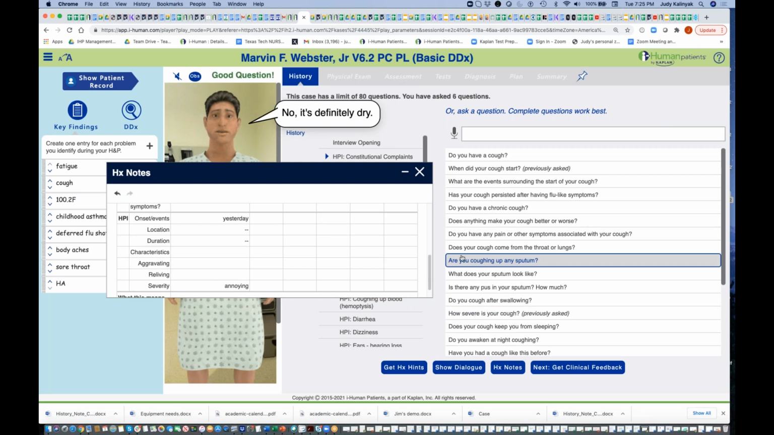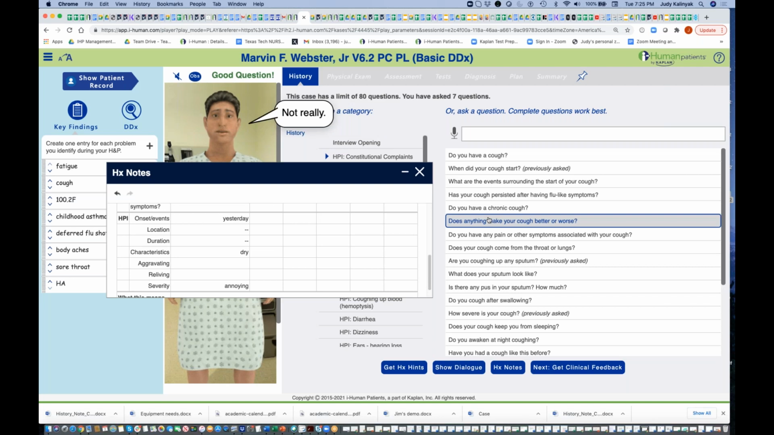Are you coughing up any sputum? No, it's definitely dry. So again, each of those pieces of information is helping me decide bacterial versus viral in thinking about things. Onset, is it acute or chronic? All really critical pieces of information for me to understand what's going on.